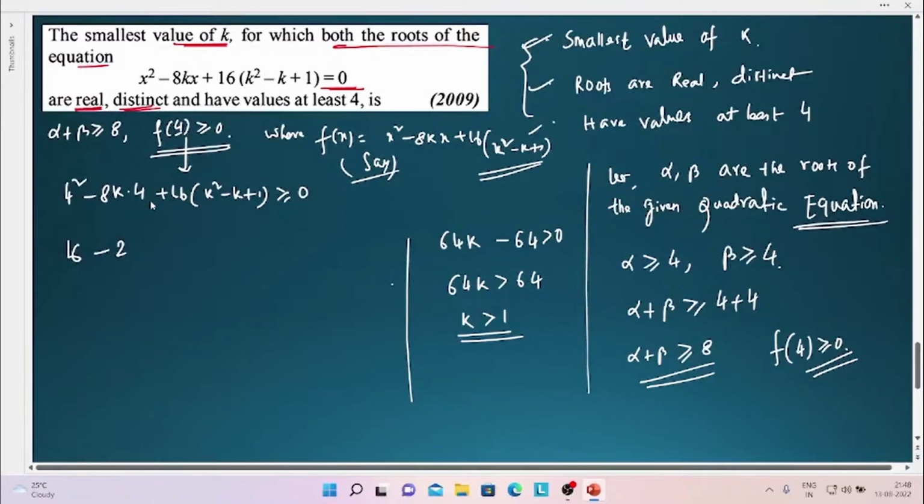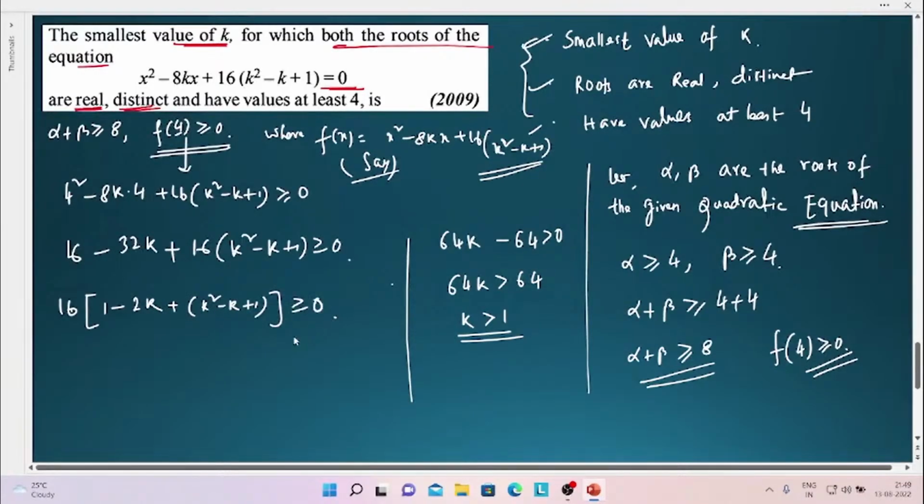Minus 8 times 4 will be 32k. Sorry, and it will be plus 16 times (k square minus k plus 1), which is greater than or equal to 0. Let me take the common 16 out. So it will be 16 times (1 minus 2k plus k square minus k plus 1), which is greater than or equal to 0, right?